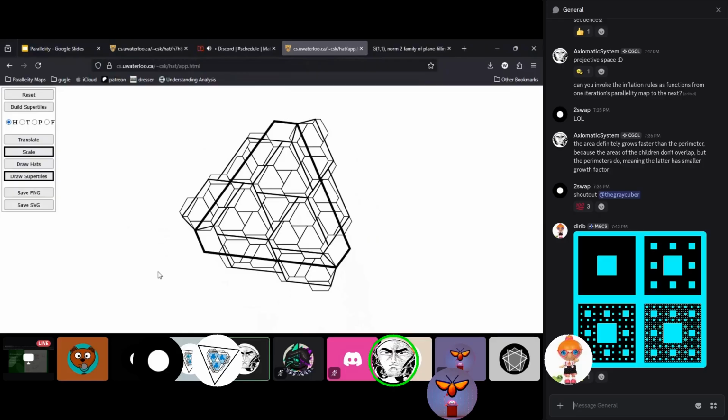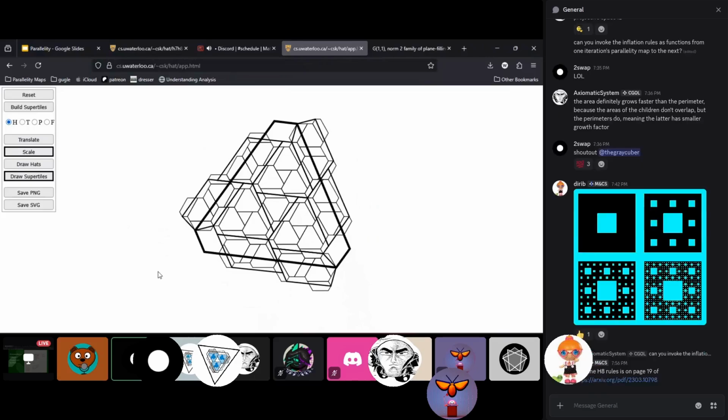I think I alluded to this in the chat earlier, but I was thinking you can use the inflation rules to combine translated copies of the parallelity maps with themselves. Exactly. And by just fiat rule of saying at each step scale so that all segments add to 1 or something, is that what you mean?